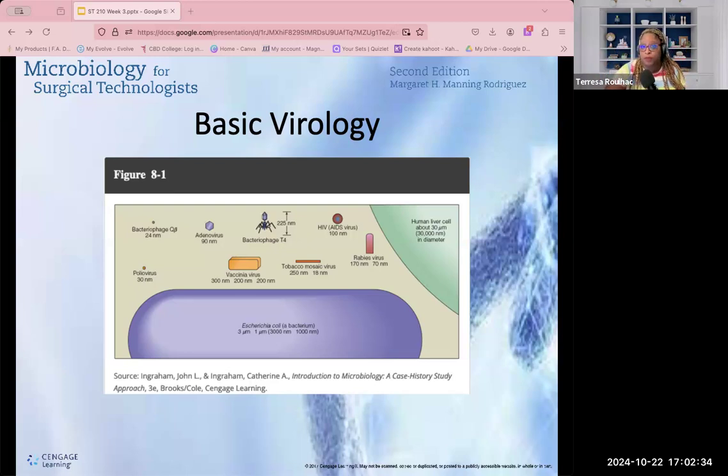They cannot replicate on their own. Unlike bacteria and human cells, viruses can't make copies of themselves without help. They have to come into a living cell to do this, using the cell's machinery to multiply. Now, what you see in the slide on figure 8.1 shows the relative size of viruses, of bacteria, and human cells to give you that visualization of how tiny viruses actually are.